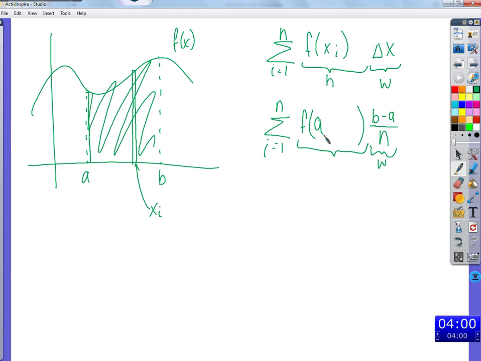Okay? So we're going to start at A and move to the right. We're going to move over a width of a rectangle for every rectangle: the second, the third, the fourth, the fifth. We're going to move over this many widths from A. That makes sense? It's real crucial here. Does it make sense or does it not make sense?